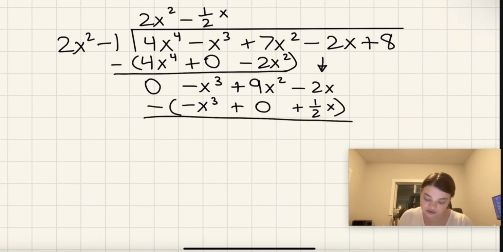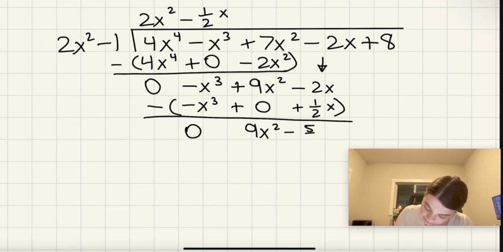and then I'm going to subtract. So negative x cubed minus negative x cubed is going to be 0. 9x squared minus 0 is just 9x squared. And then negative 2x minus 1/2 x is going to be negative 2.5 or negative 5 over 2x. Either way is okay. And then I'm going to bring down the 8.